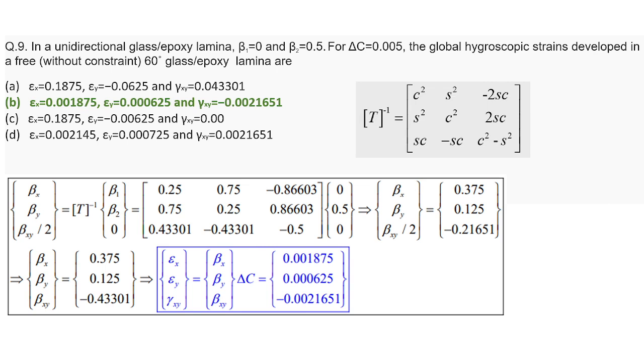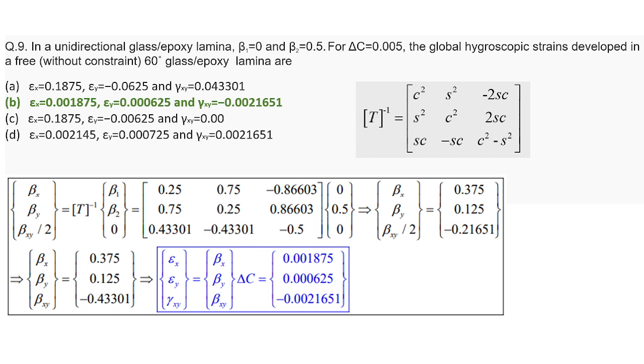And the next question is, in a unidirectional glass epoxy lamina, beta 1, beta 2 and delta C are given. The global hygroscopic strains developed in a free 60-degree glass epoxy lamina are. So now here there is an angle given for the fibers in the lamina. As we have studied before, when there are fibers at certain angles, we have to consider the conversion between the principal axis and the global axis.